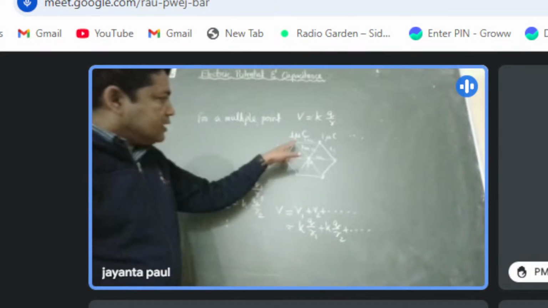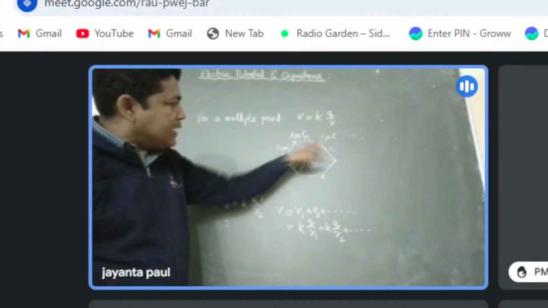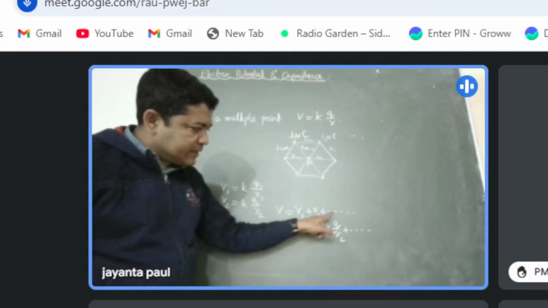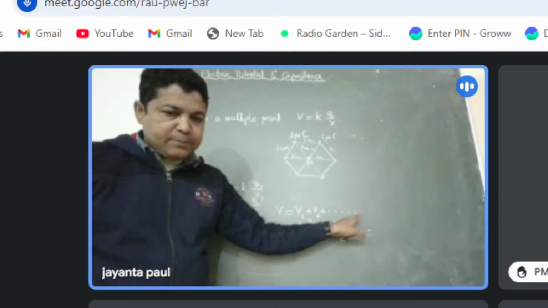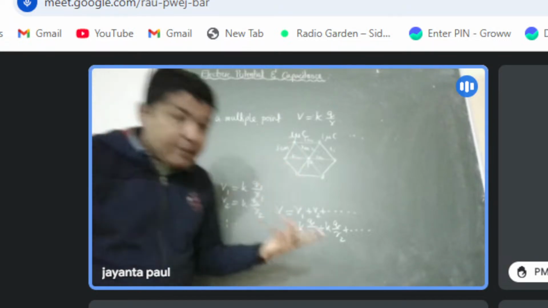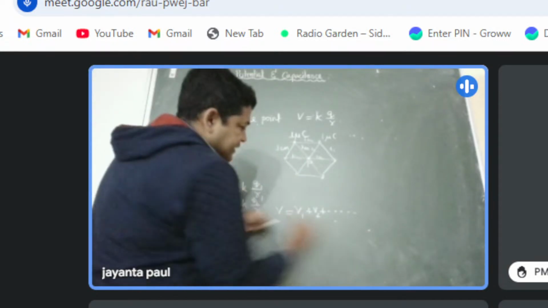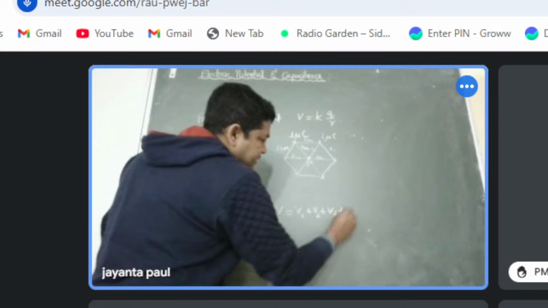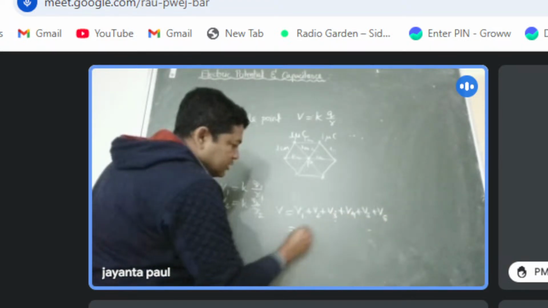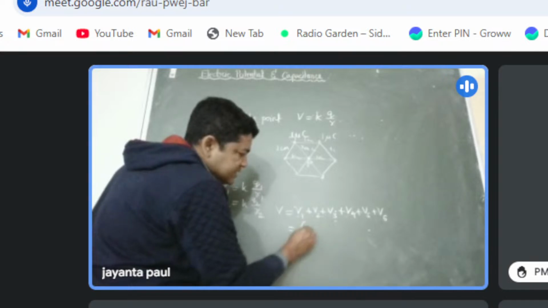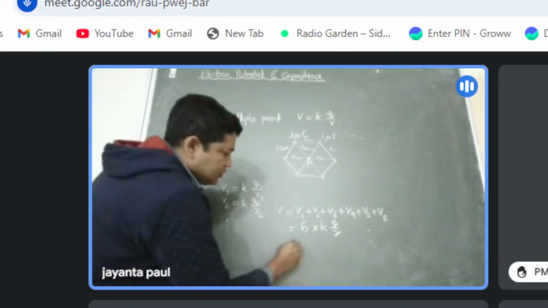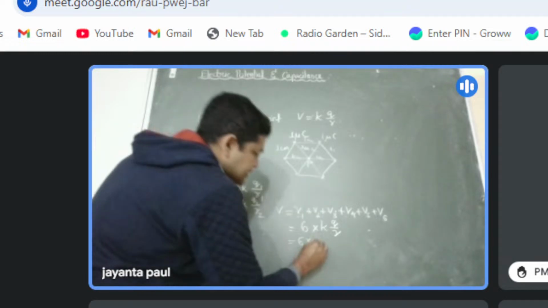So there are 6 vertices, 1, 2, 3, 4, 5, 6. That means V is V1 plus V2 plus V3 plus V4 plus V5 plus V6. So all are of the same potential, so you can multiply it. There are 6 potentials, all of equal value. So 6 times K Q by R.